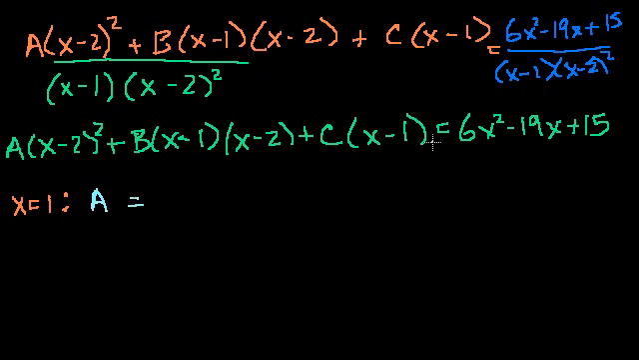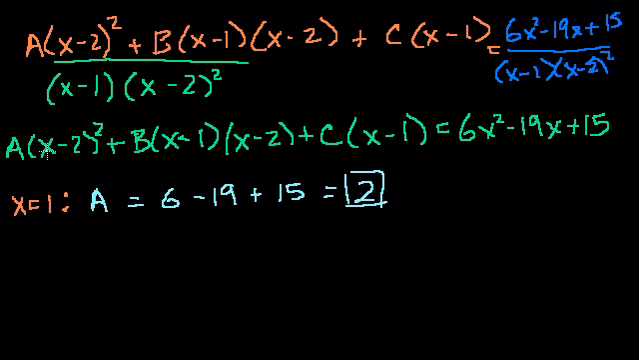So a is equal to 6 times 1, so 6 minus 19 times 1, minus 19 plus 15. And what is that? Minus 19 plus 15, that's minus 4 plus 6. That is equal to 2. There you go. Now let's try to solve for, let's see, what can we do?